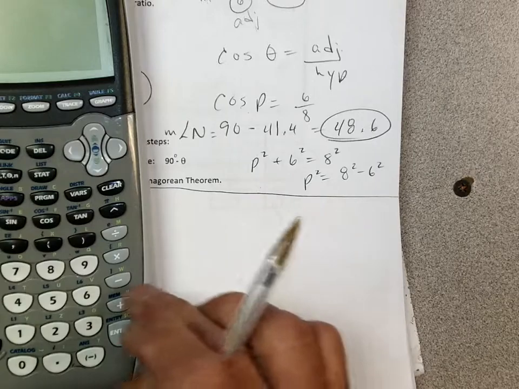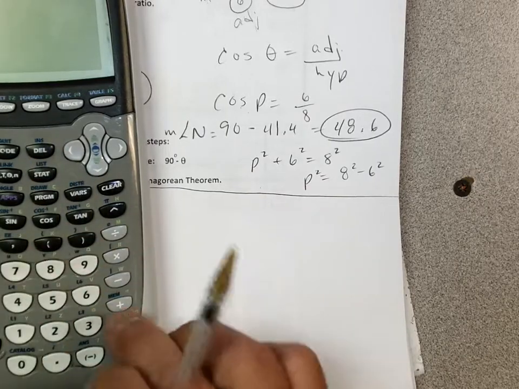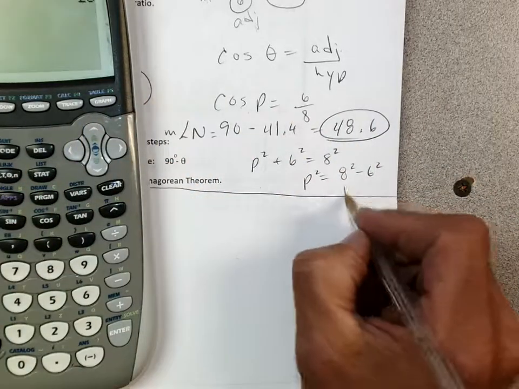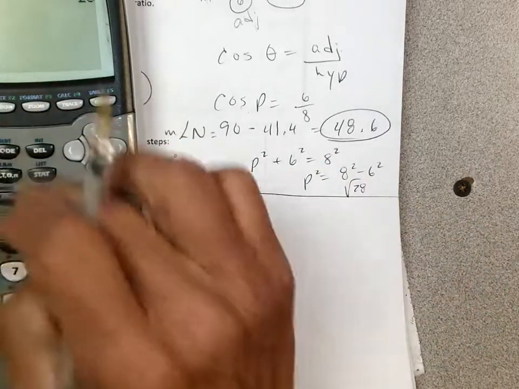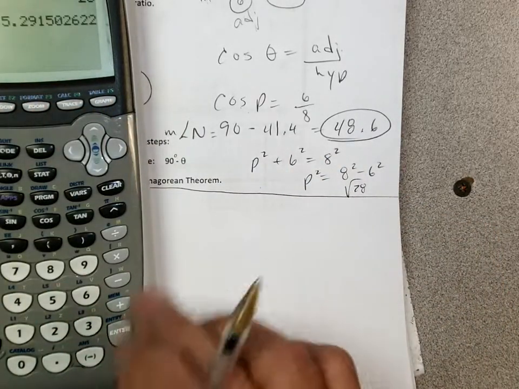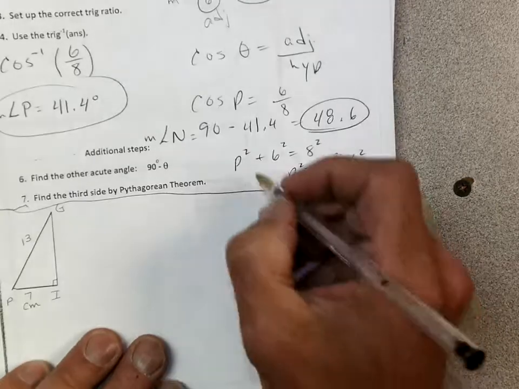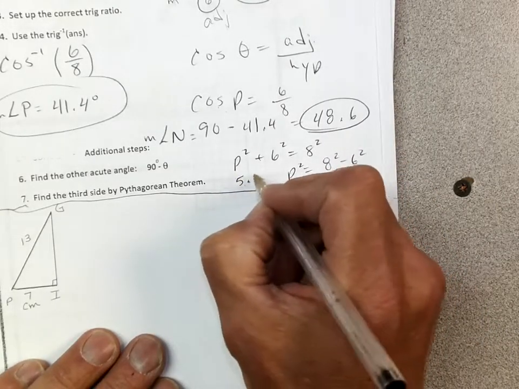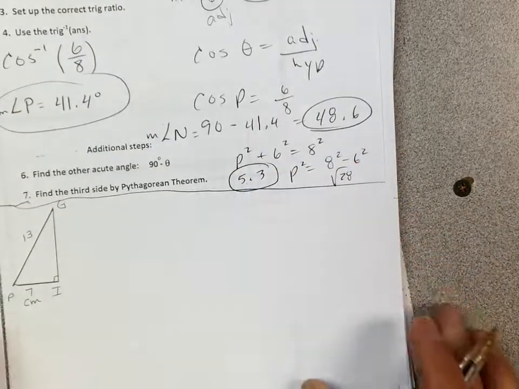8 squared minus 6 squared is 28, and I'll take the square root of 28, and that's about 5.3, okay? So a little p is about 5.3, okay? All right, now, number 7.